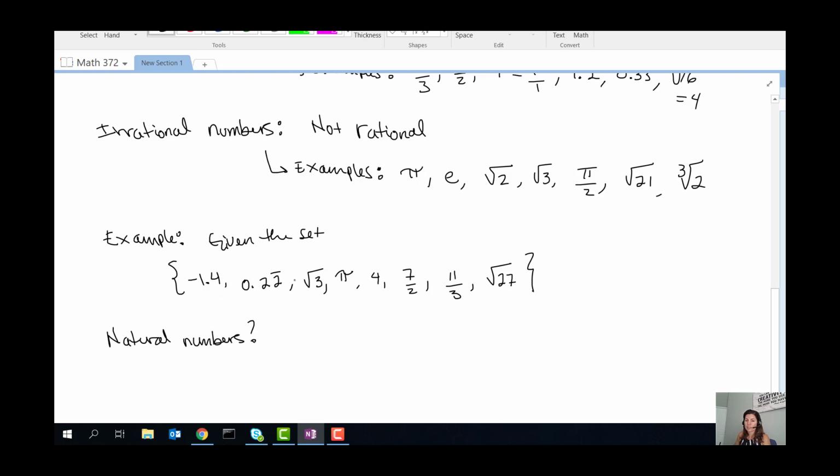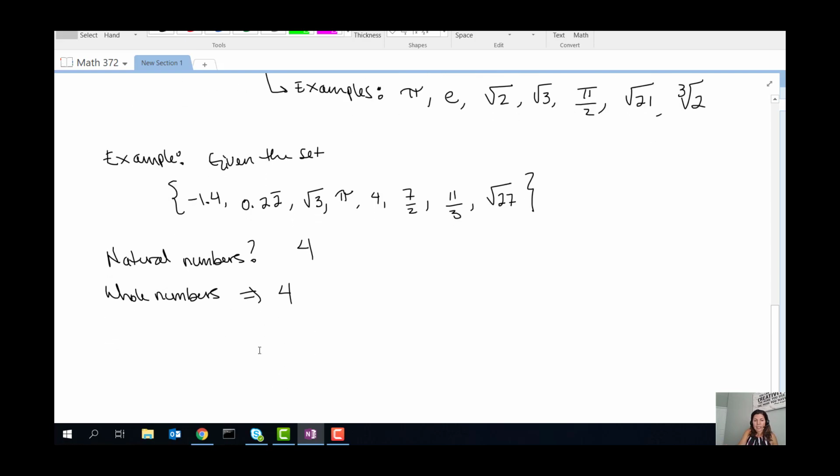And remember, natural numbers is essentially just positive counting numbers. So the only natural number here is 4. What about whole numbers? Whole numbers is essentially the natural numbers with 0, and 0 is not in here. So the whole numbers here will also just be 4.